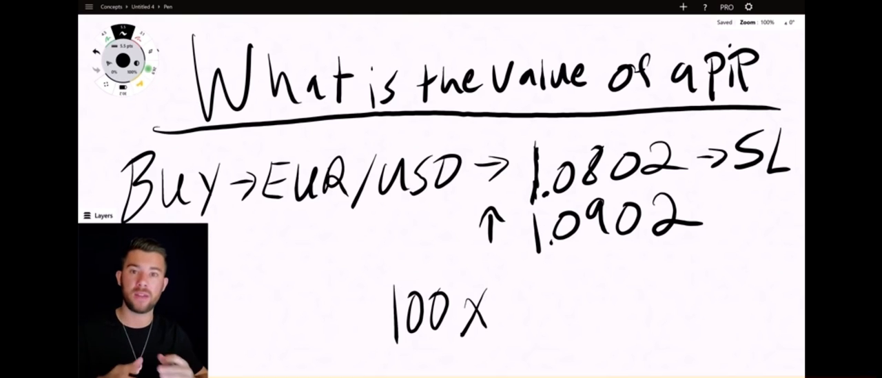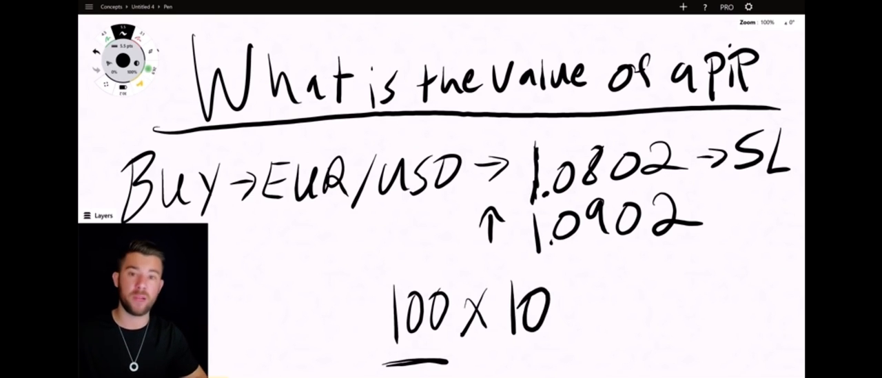and we know that a standard lot on the euro dollar is equal to $10 per pip, then we would have our amount of pips times $10 per pip, because we're using a standard lot. And then we have to multiply by the amount of standard lots. In this case, we just traded one standard lot.